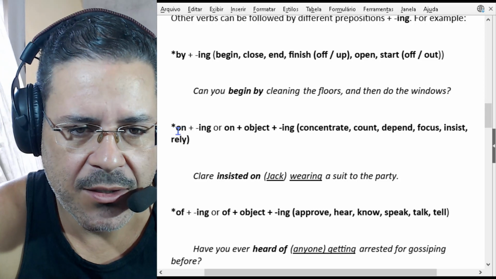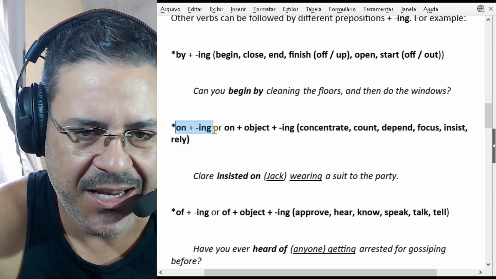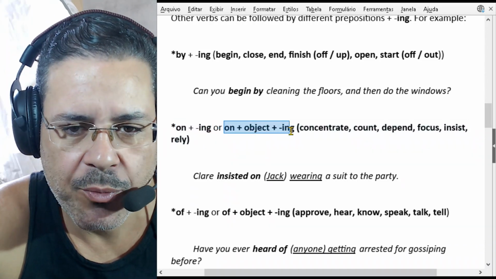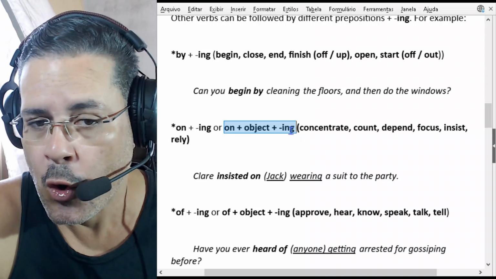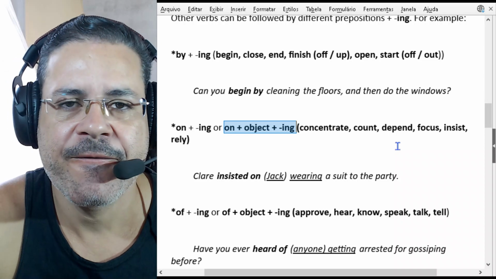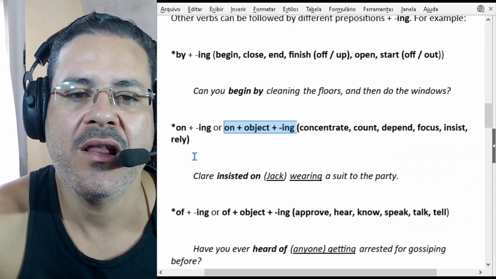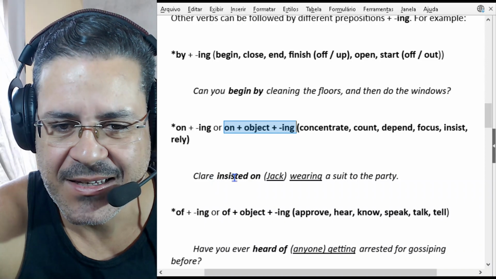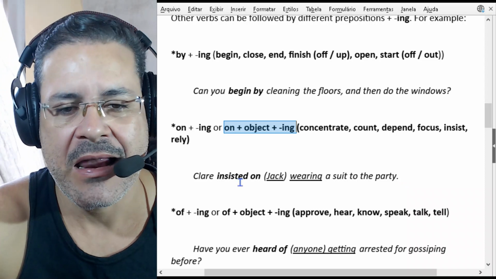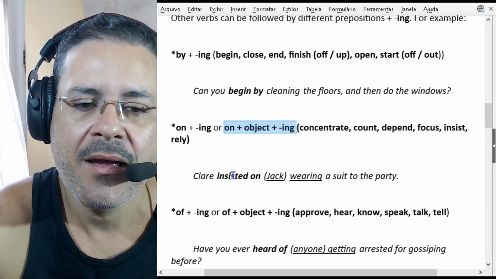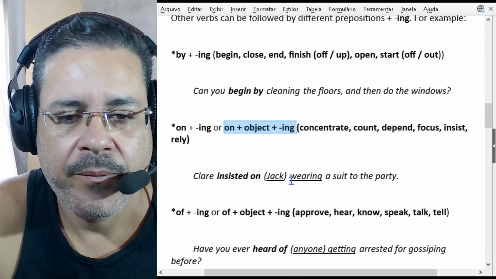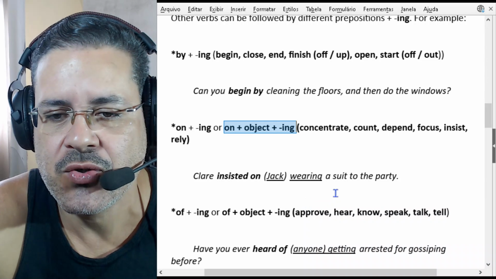Moving on. Another pattern with the preposition on plus ing, or on plus object plus ing, with the following verbs: to concentrate, count, depend, focus, insist, and rely. For example, Claire insisted on Jack wearing a suit to the party. Claire insisted on what? On who? Claire insisted on Jack wearing a suit to the party.